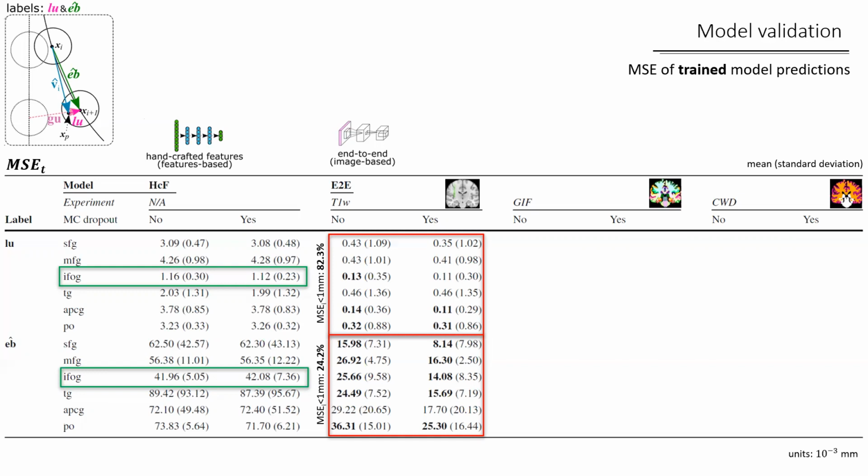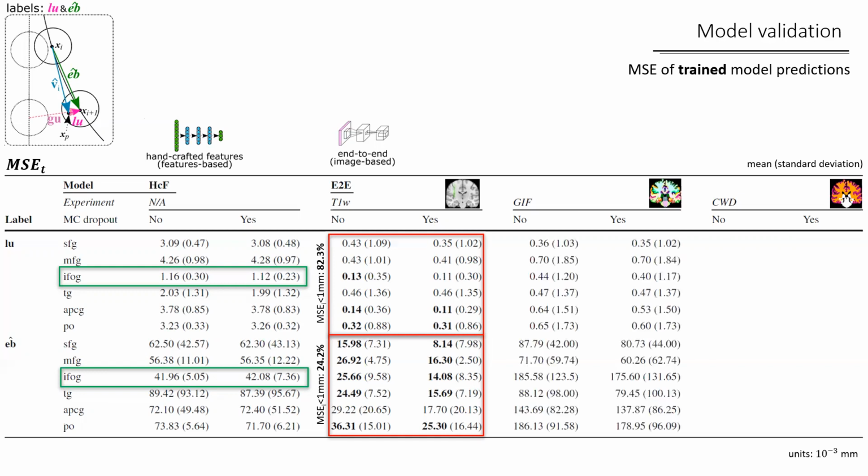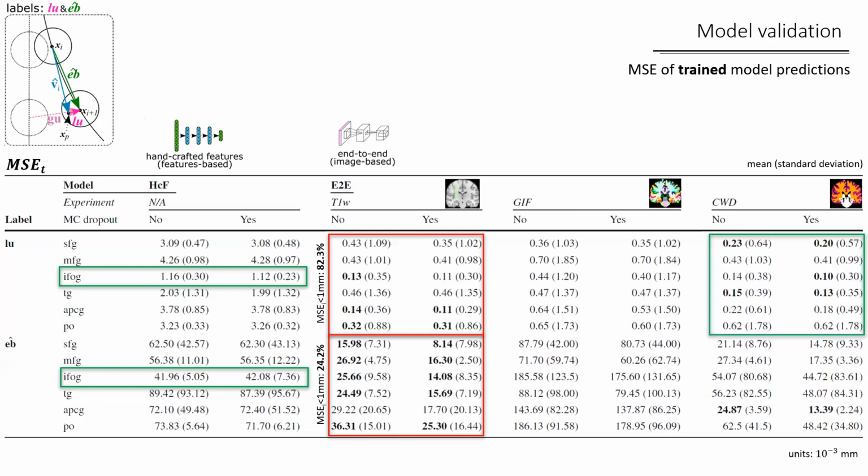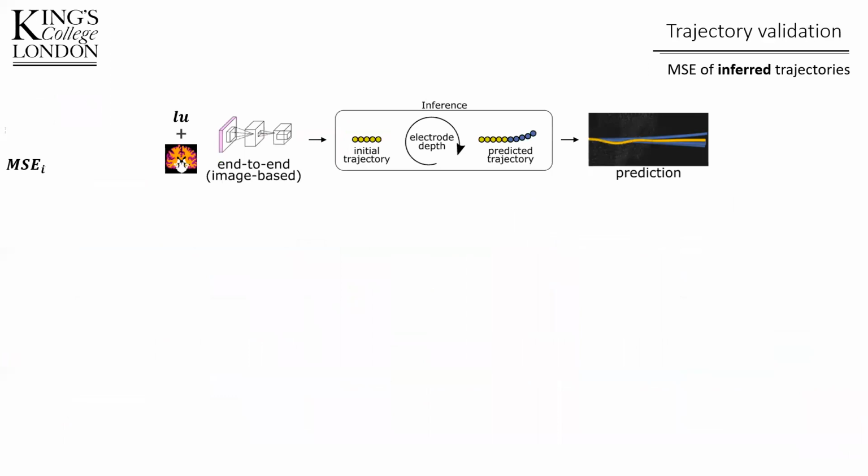And although performance degraded when using a GIF pixelation as input, we observe improvements in half of the regions when regressing LU when taking a mask of the main structures as inputs. When inferring trajectories, this model performed the best, with 86.9% of the electrodes having an MSE below 1 millimeter.